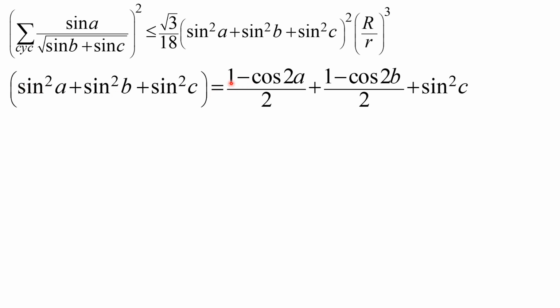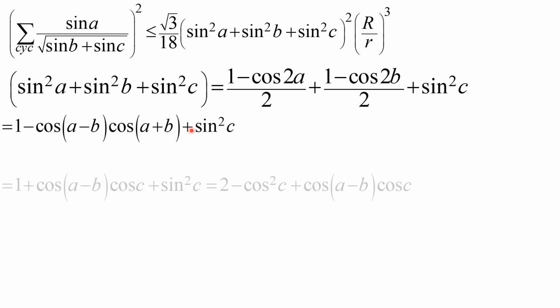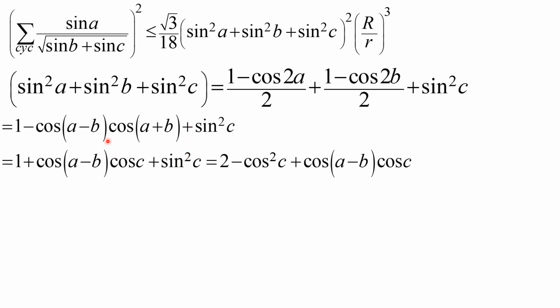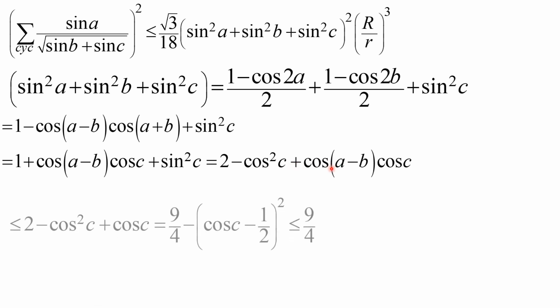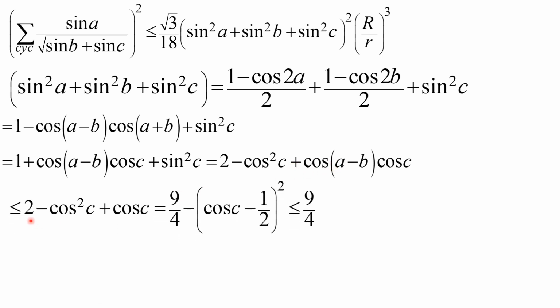Sine squared A is (1 minus cosine 2A) over 2, plus (1 minus cosine 2B) over 2, plus sine squared C. So after I simplify, I reach this level, which is equivalent to this one. And sine squared A plus sine squared B plus sine squared C, after simplifying more, we reach this level. And of course, as you know, cosine lies between -1 and 1. And in all cases, it will be less than or equal to minus cosine squared C plus cosine C.